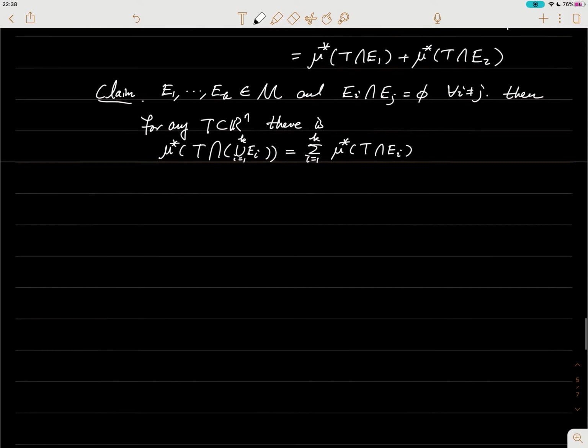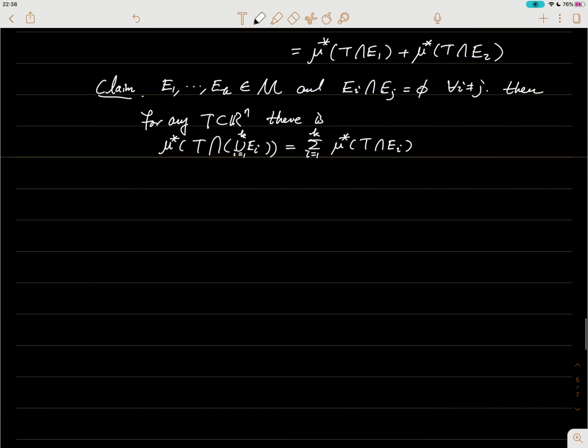We'll get this. Okay, so what it says is if you have mutually disjoint measurable sets, then for any T, you take the intersection of T and the union. It's like you take the intersection of T and each one of them, and then you can get the measure of this total one as the sum of these individual measures. Okay, so we're going to use this claim to prove item 4 here.